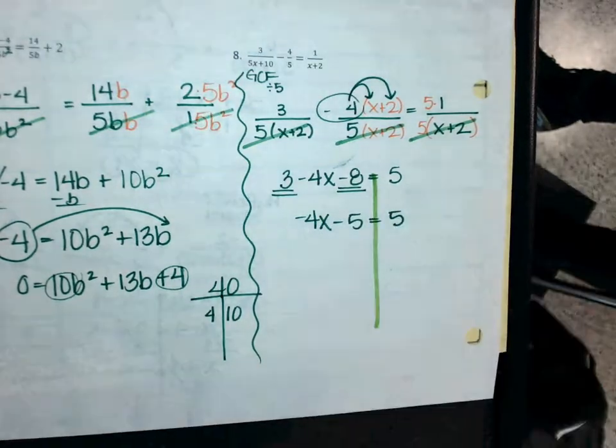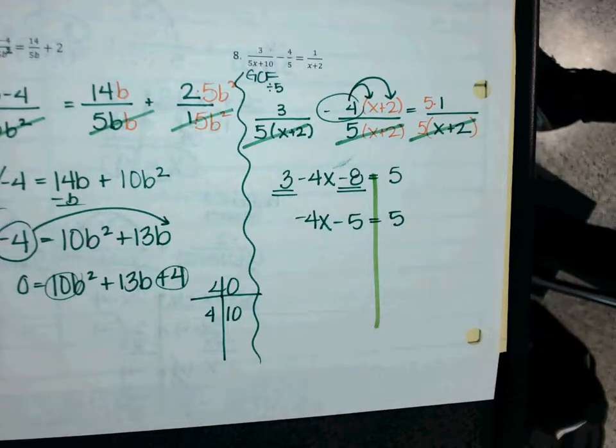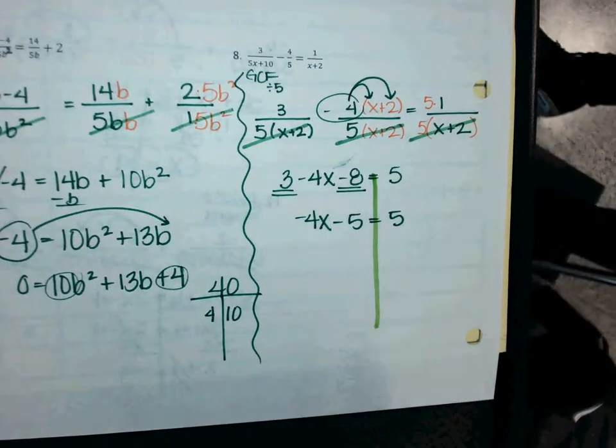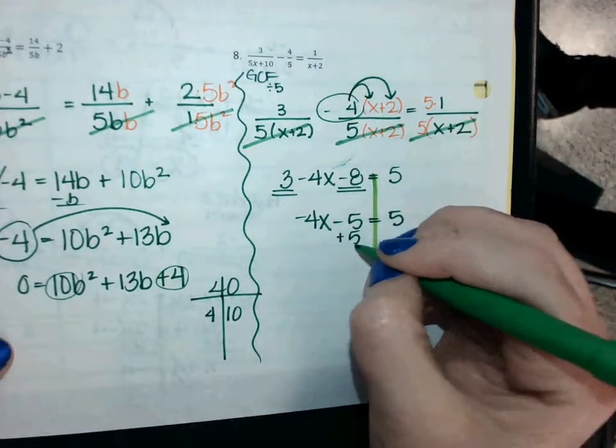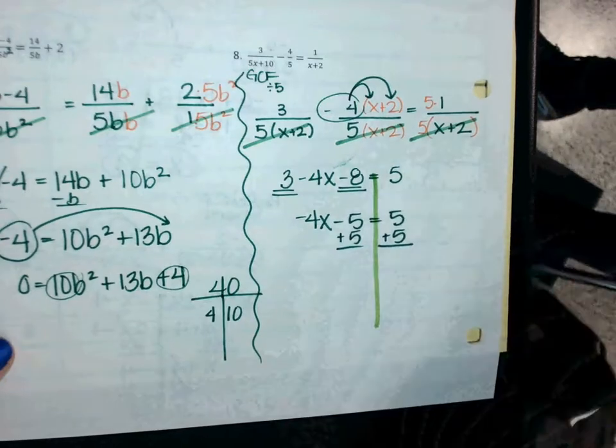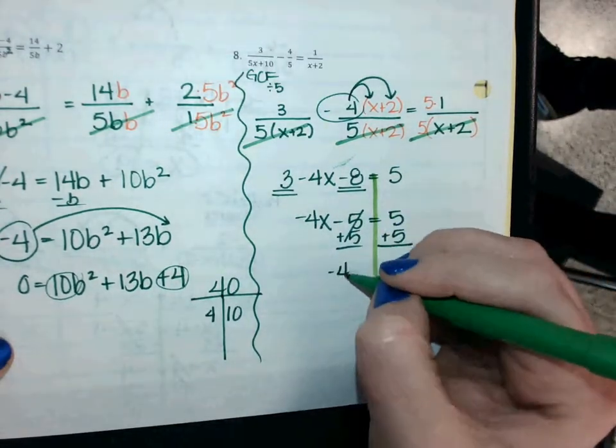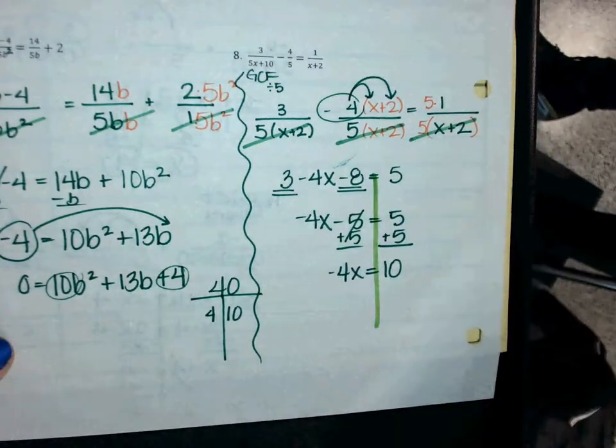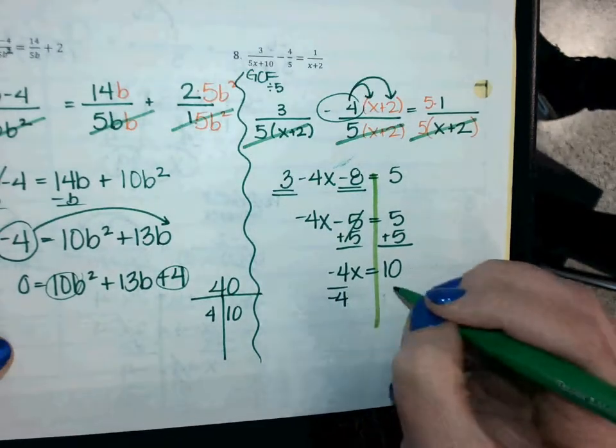And it doesn't matter if you list the 4x or the 5 first. That doesn't matter. What do I get rid of next? Add the 5. That gives me 10. And then divide by -4.